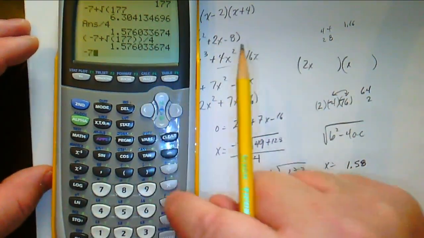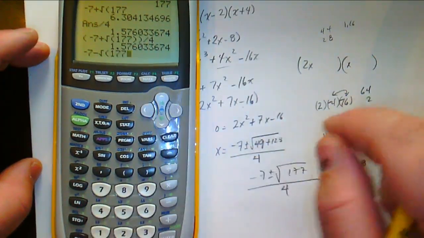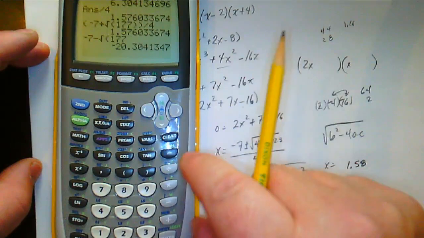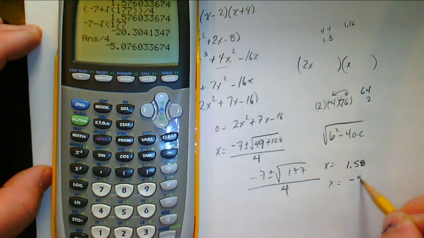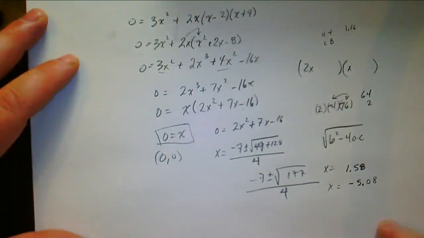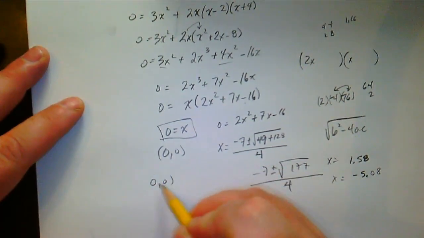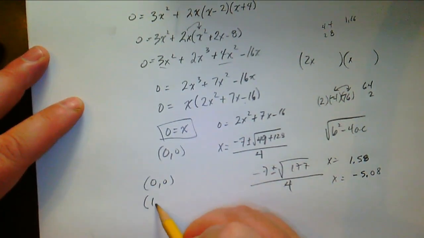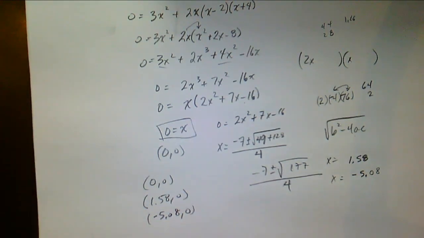All right, next one. -7 minus the square root of 177 equals, divided by 4 equals, and then -5.08. There we go. So we have 3 x-intercepts for this one right here. We have 0, 0. We had 1.58, comma 0, and -5.08, comma 0. So there are our 3 x-intercepts.